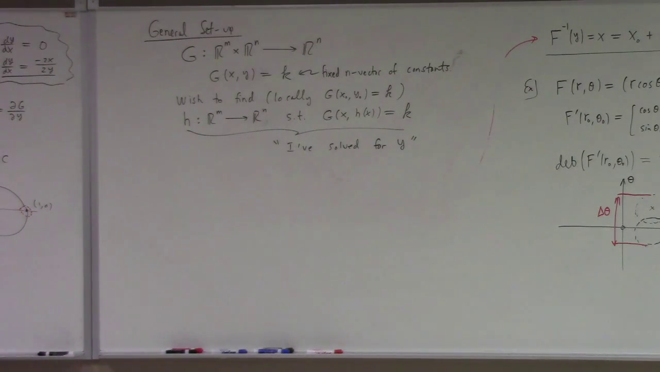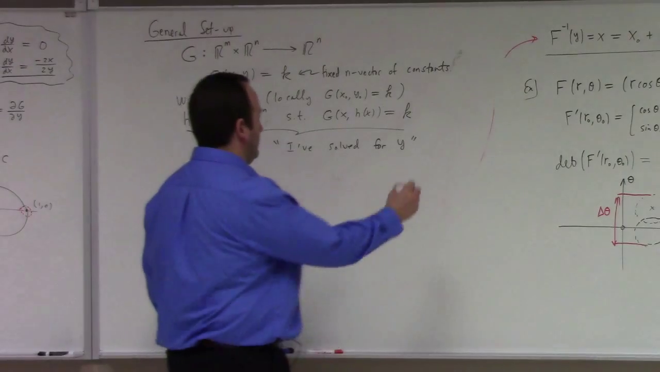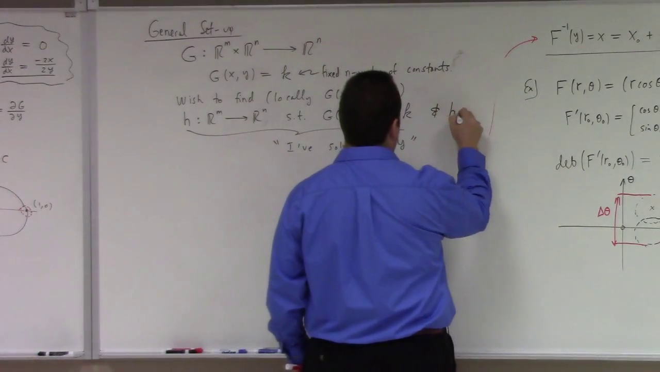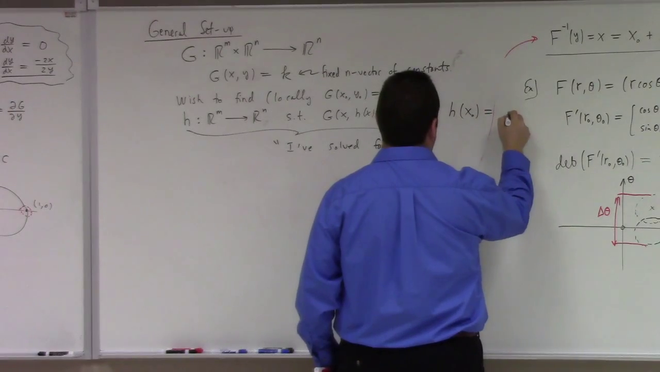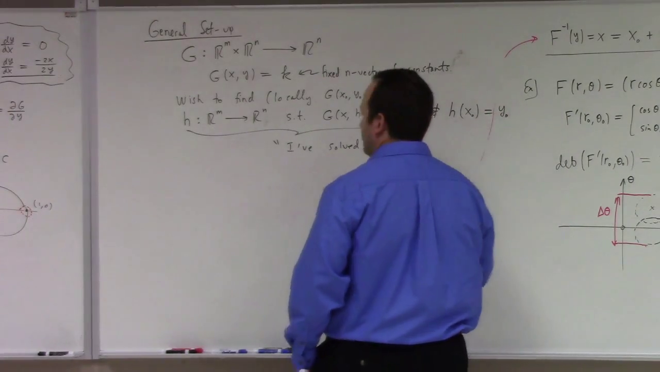How does h have to filter through the x naught, y naught? What has to be the relation between x naught, y naught, and the h? H of x naught is equal to what? Y naught, yeah. Y naught.